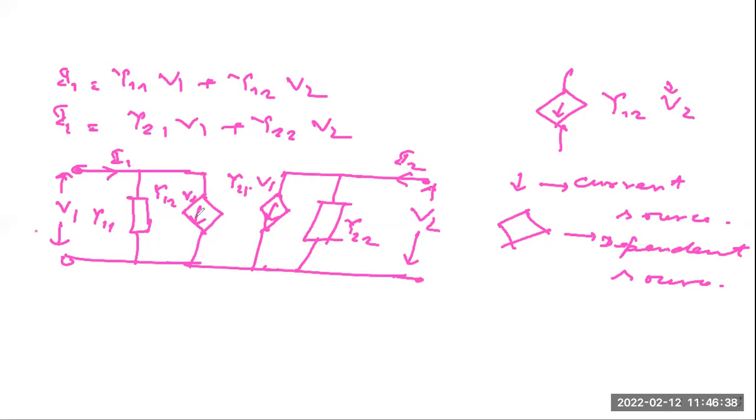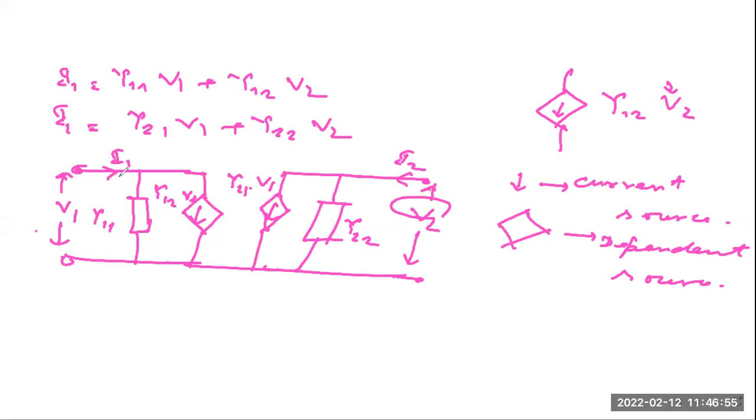So basically this is a current source, but the magnitude of this current source is dependent on this output voltage V2. And it is multiplied with a scalar parameter, that is Y12, which is basically your admittance parameter.